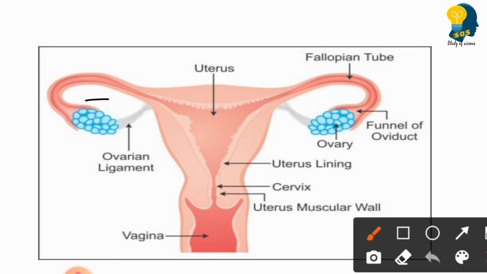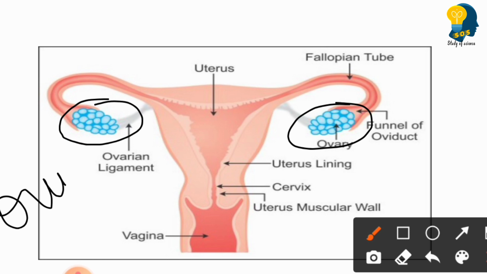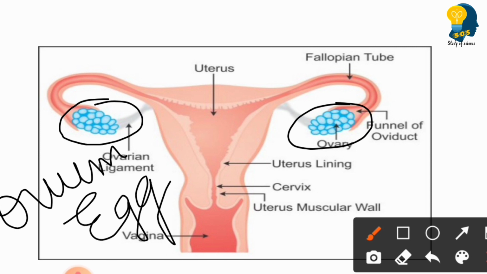The ovaries produce the female sex cells. If you observe here, there is presence of female sex cells. These female sex cells are called ovum, or also eggs. The female sex cells, ovum or eggs, are released by the ovaries. Apart from the ovum or the eggs, the ovaries also produce the hormones estrogen and progesterone. What is the function of estrogen and progesterone? I hope you all have remembered.